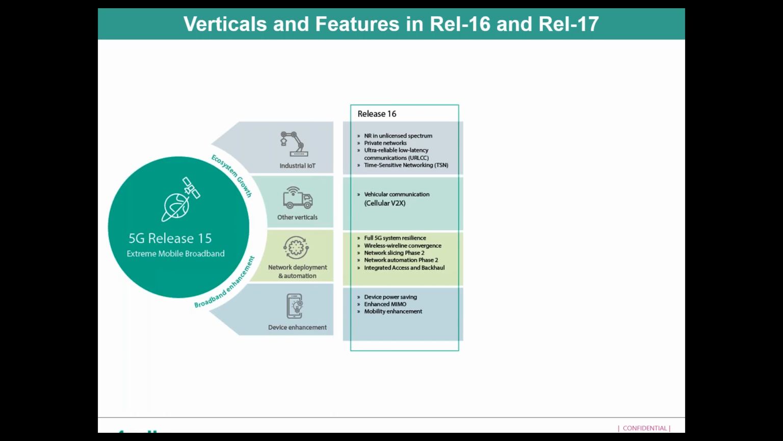Moving on. This shows you a high-level overview of the different features that are coming in, and I'm going to go into some of these features that are important. From the release 16 perspective, you have new radio in unlicensed band. You have private networks. There is vehicle to communication, so CV2X is the other vertical I'm talking about. We'll dig a little into CV2X, as well as, on the network deployment side, network slicing phase 2. Phase 1 happened in release 15, not fully used because we don't have the 5G core completely implemented by the operators, but then there is network slicing phase 2, and then device enhancement, right?